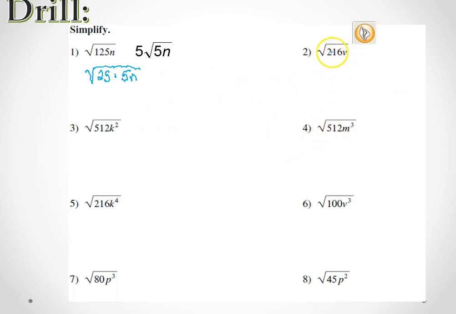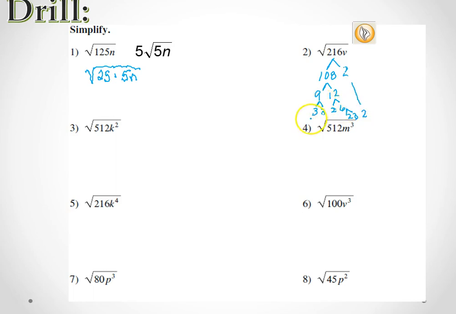For 216v, you could do a prime factoring. I know 216 is 108 times 2. I know 108 is 9 times 12. I know 9 is 3 and 3. I know 12 is 2 and 6. And I know 6 is 2 and 3. And I got this 2 up here.